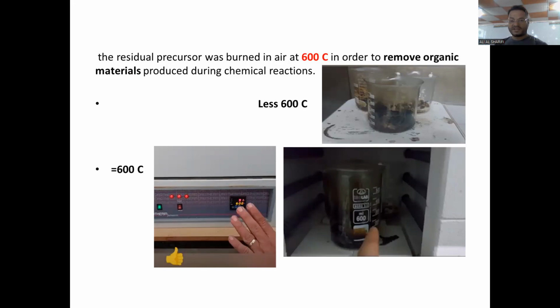Here, the first picture, less than 600, by using another furnace. You can reach less than 600 Celsius, and after that put it in another bigger furnace. You can reach 600 Celsius. You can produce the samples, the very tiny samples.